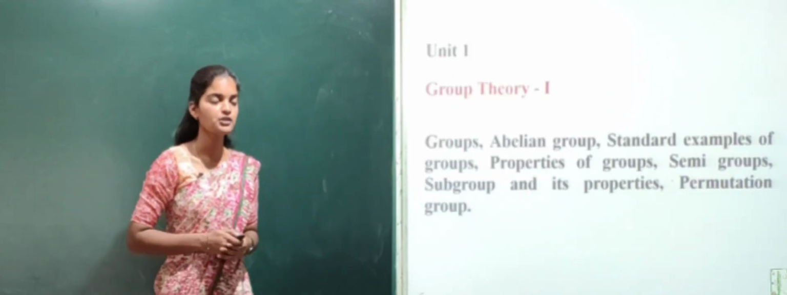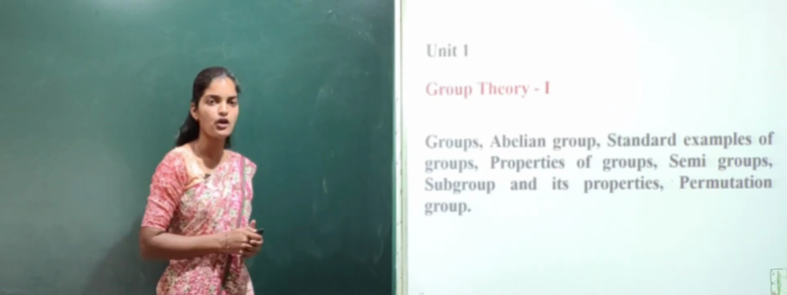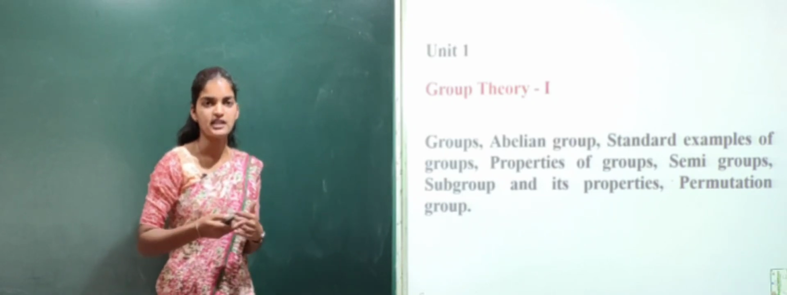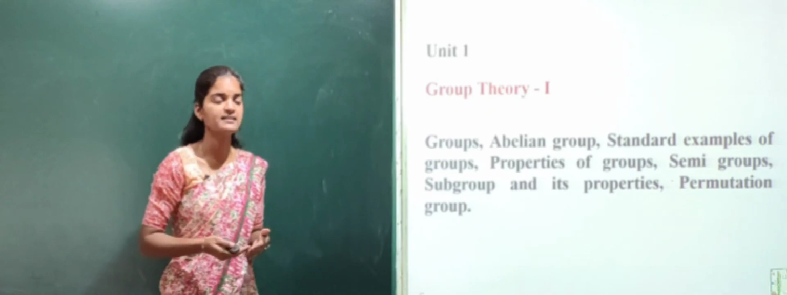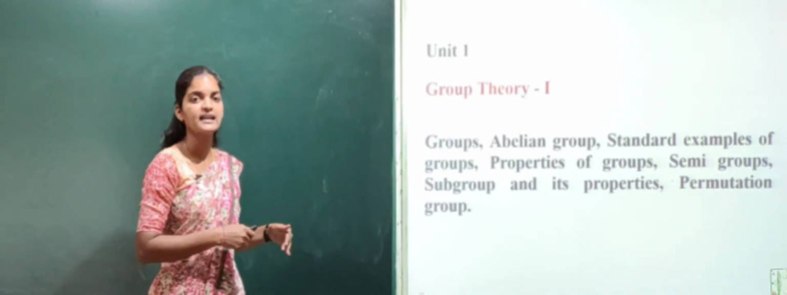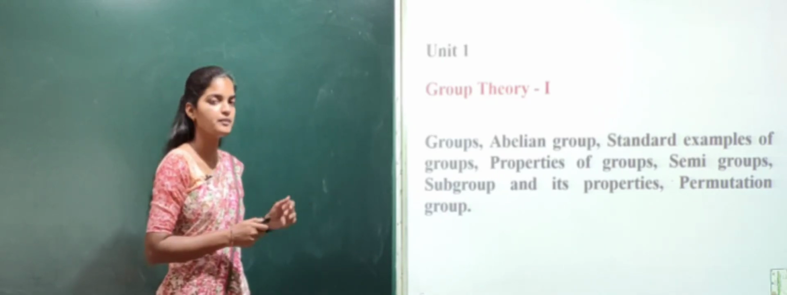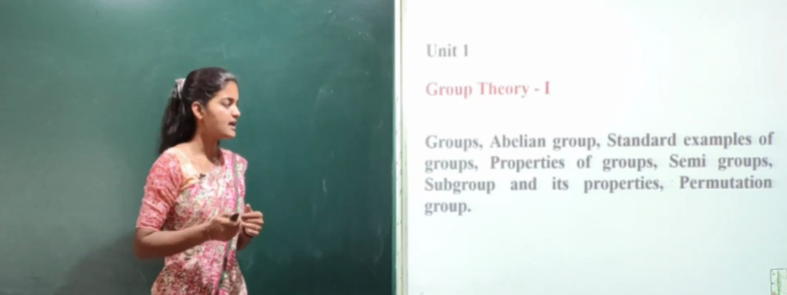In that we are going to study groups, abelian groups and standard examples of groups. Group is nothing but an extension of whatever you have studied in the previous classes. After the set theory you are going to study this group theory. In that, groups and the group types, next comes abelian groups and standard examples of groups. After the definition we will take some standard examples.